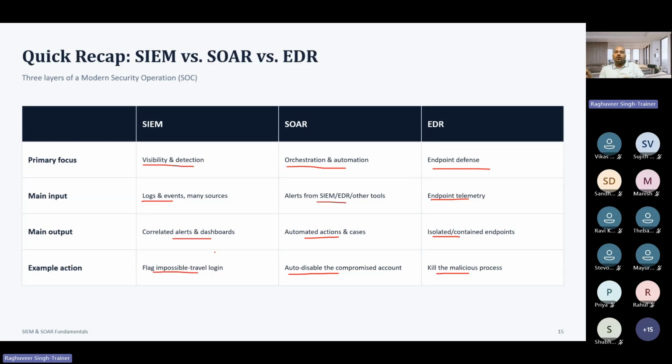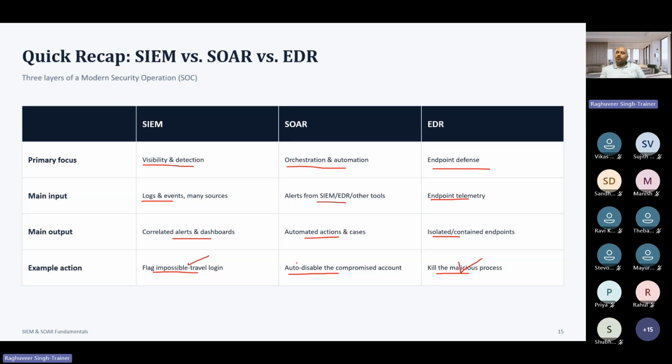The threat actor is able to log in on the system, and the threat actor executes a malicious code. So what will EDR do? It will kill the malicious process. What will SIEM do? SIEM will quickly generate an alert about that impossible time travel activity.